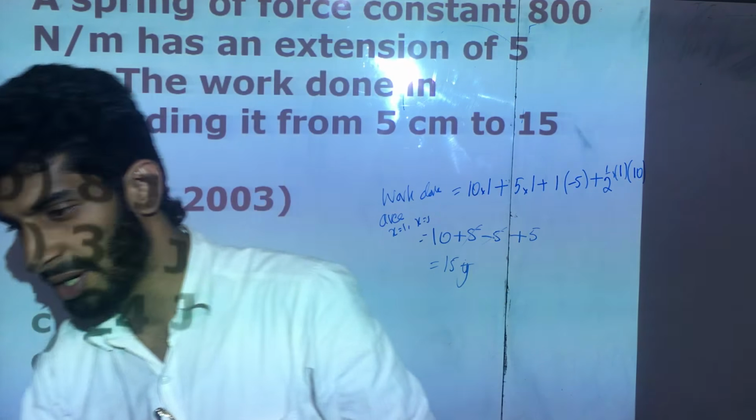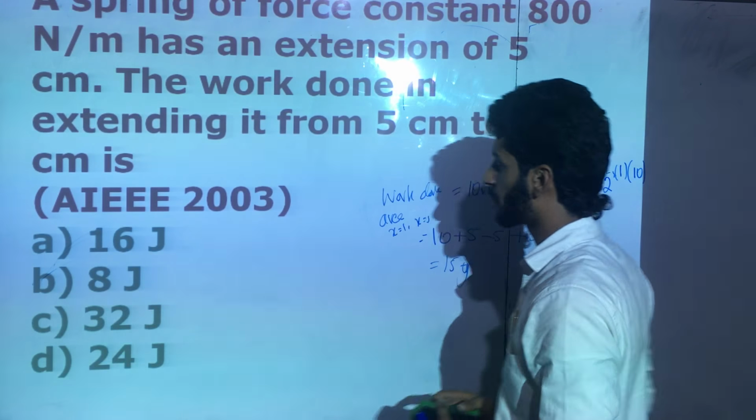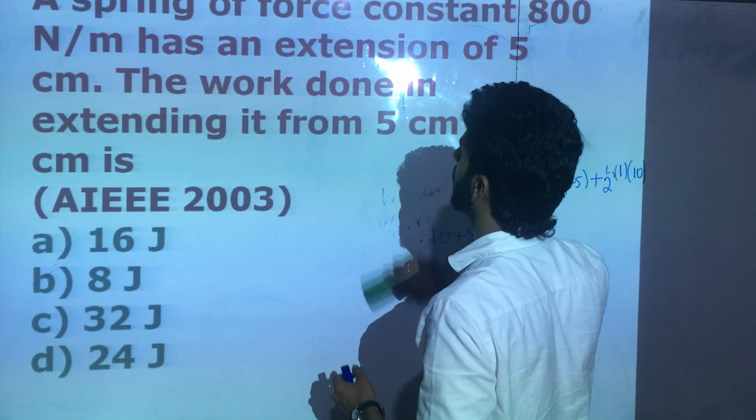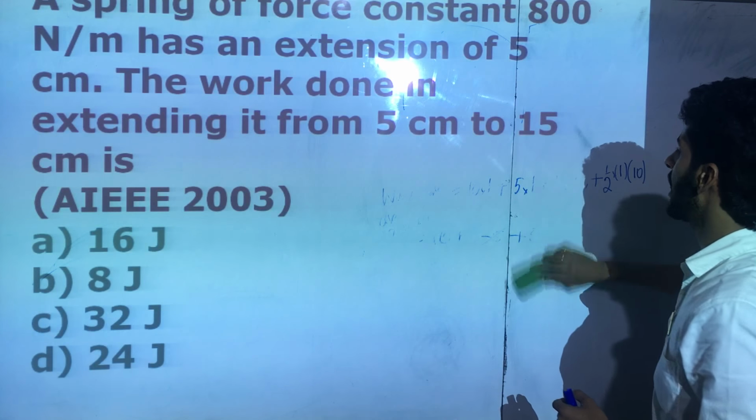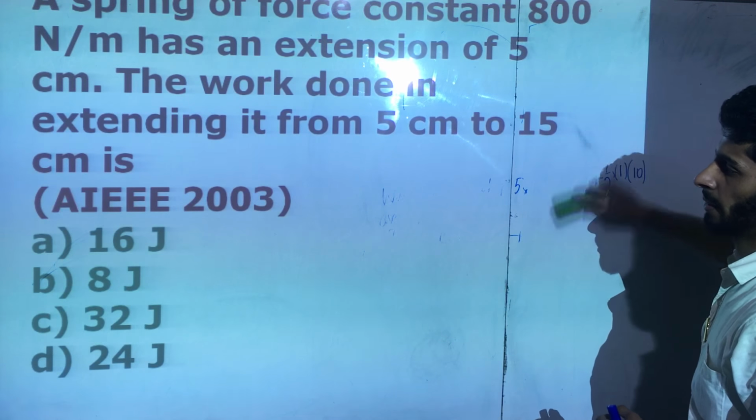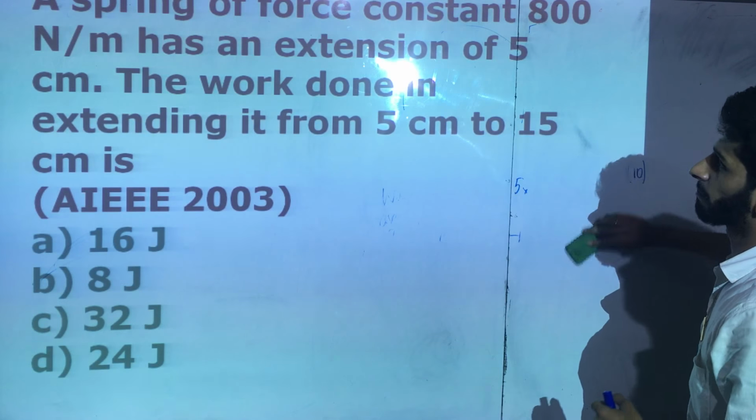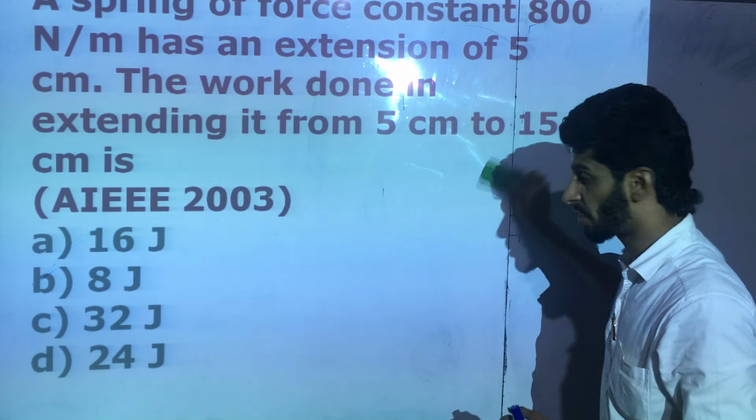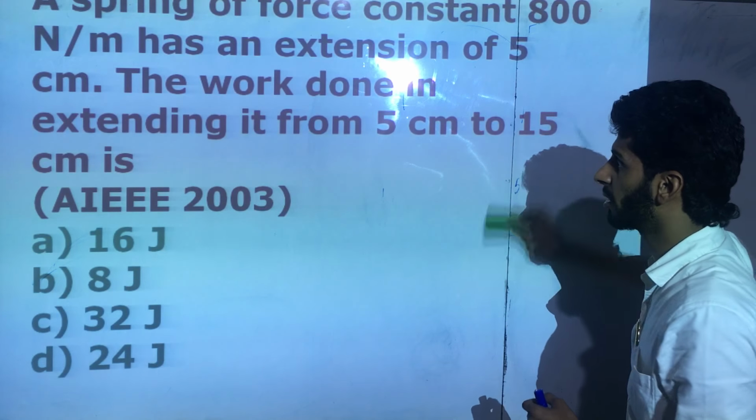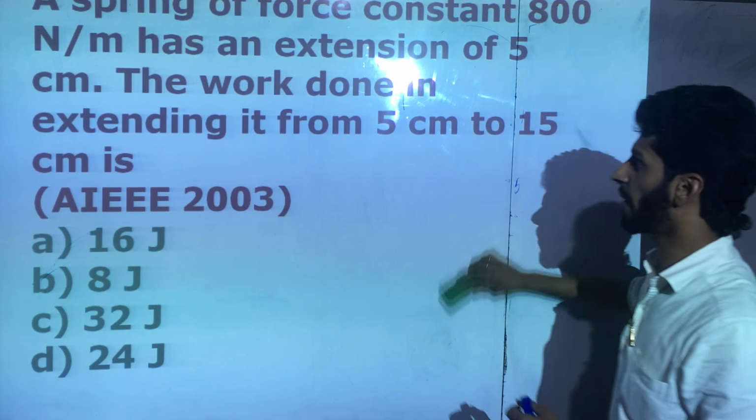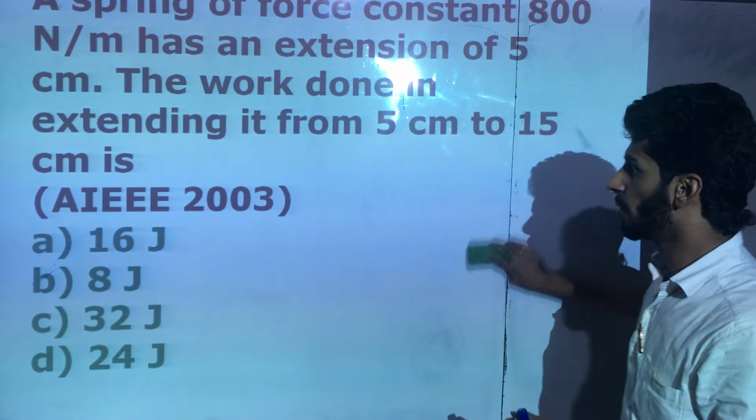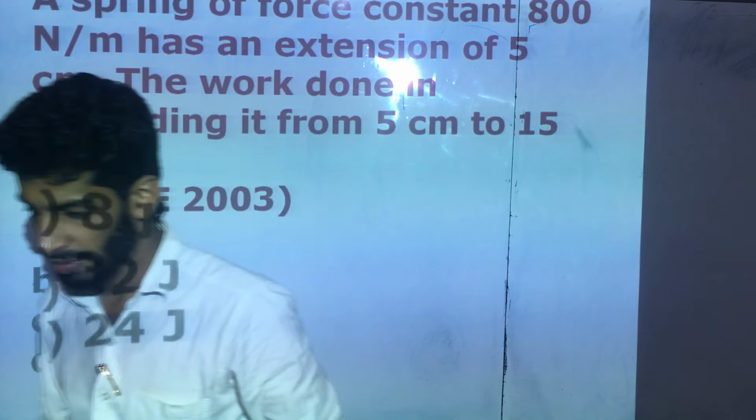This question appeared in AIEEE 2003. A spring of force constant 800 Newton per meter. That's the spring constant for the particular spring given. The work done in extending it from 5 centimeter to 15 centimeter is.